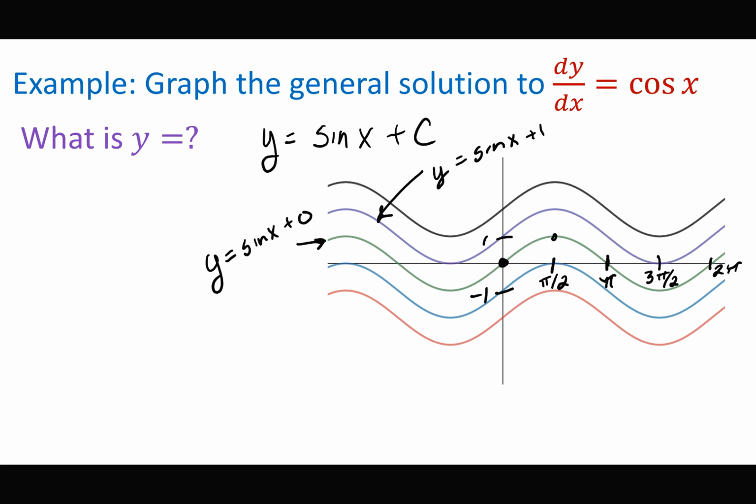Sine of x minus 2. So graphing this general sine of x plus c, I'm going to have all these multiple waves that are mirror images of each other, but they're just shifted up or down. So that would be the graph of a general solution.